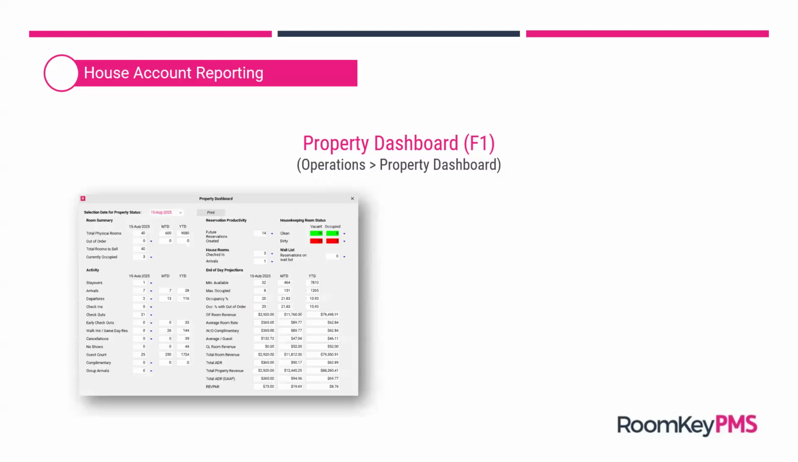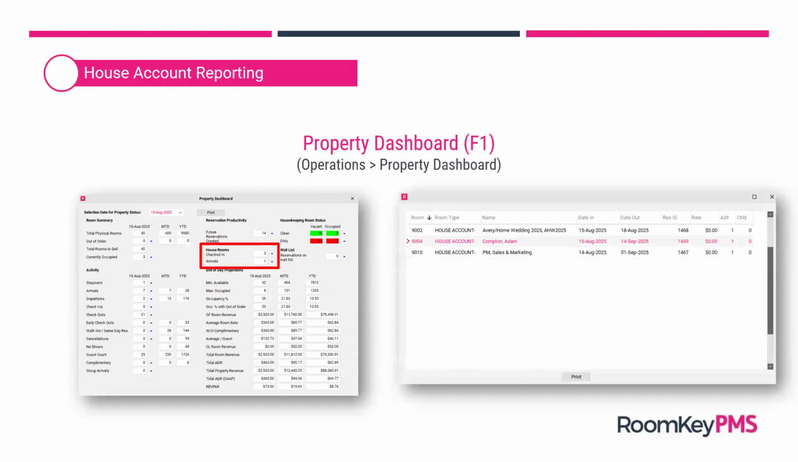It's going to bring up a live snapshot of what is happening in your hotel, things like arrivals, departures, you have end of day projections, and right in the middle of the screen there is your house rooms. So it's going to keep a record of how many house rooms are checked in currently and how many are due to arrive for the current day. And because the property dashboard is a snapshot, as soon as you take a look at it, it's going to show you real-time information.